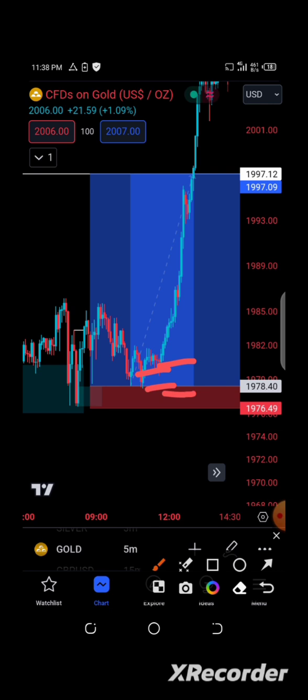Then you put your stop loss below this low. Then your first take profit would be here. Your second take profit would be here, right? Looking to manage as price is trading in your direction, right? So that was it.